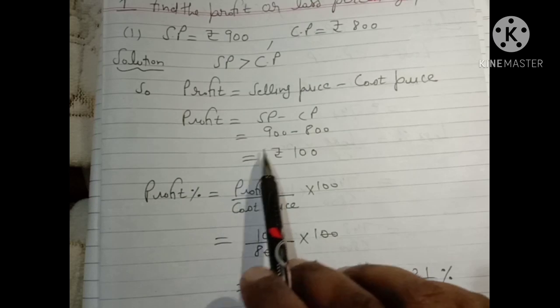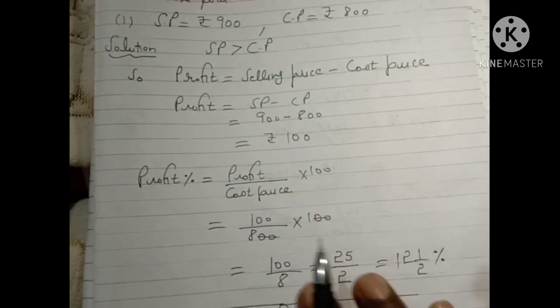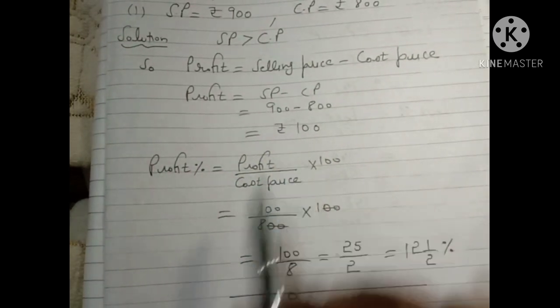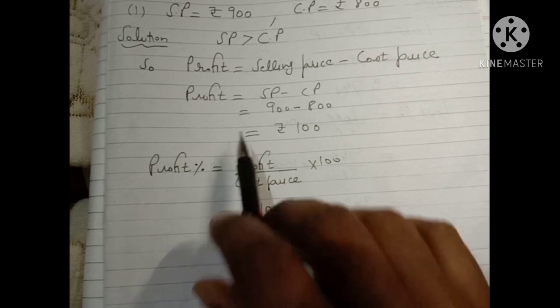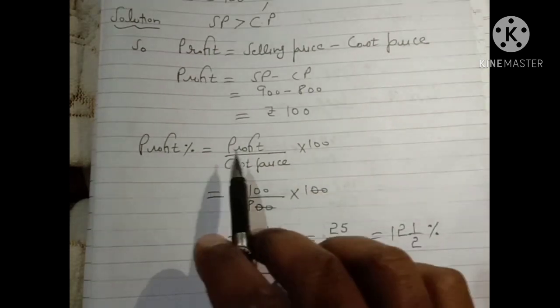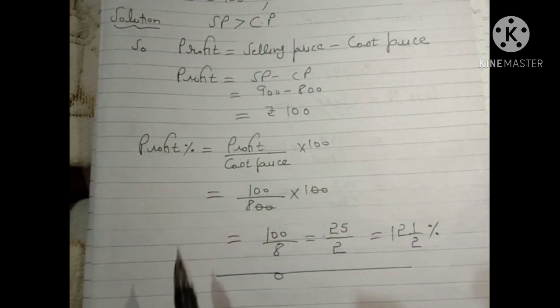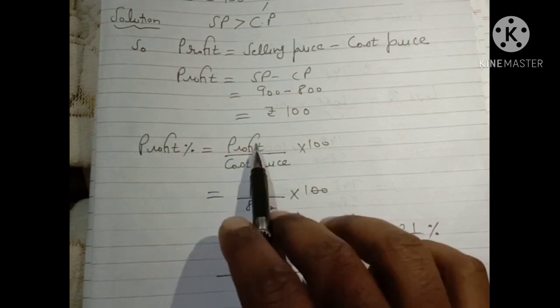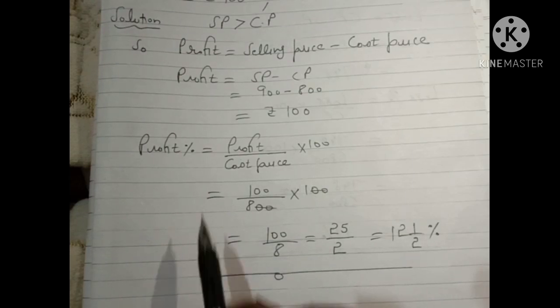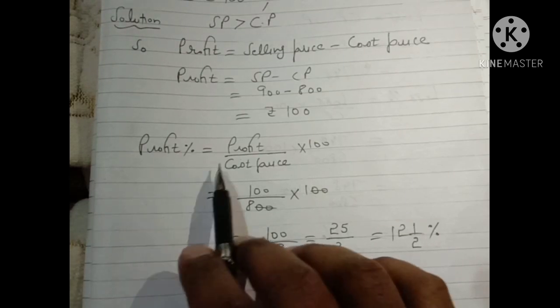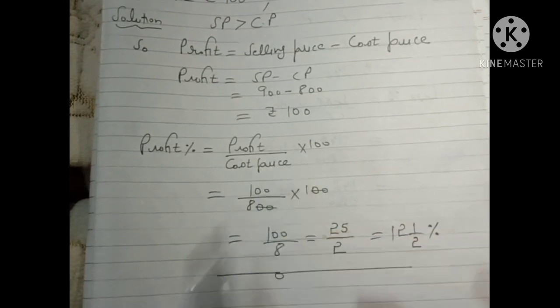You can see profit is equal to 900 minus 800. And after subtraction it will become rupees 100. So in this case the profit is rupees 100. And now we have to find out the profit percentage. And how we can find out this one, I had also explained this formula to you, that is profit over CP into 100. Means the formula of profit percentage is profit over cost price into 100.